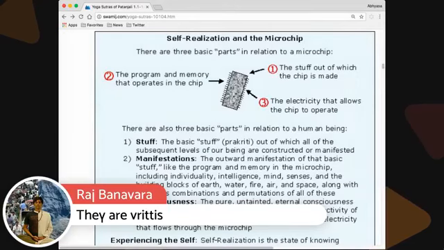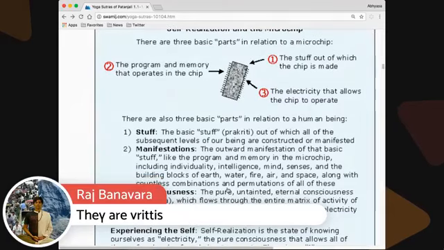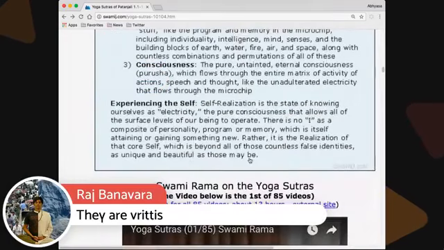Here's my very crude, old-fashioned chip. Simple point to be made. There's stuff out of the chip, and that's the prakriti. Two is the program and memory that operates the chip, and three is the electricity. Stuff is the prakriti. Manifestations are the vrittis, and include intelligence, mind, senses, and the building blocks of earth, water, fire, air, space, along with countless combinations and permutations of all of these. And the consciousness itself is the purusha. That's the electricity that allows the chip to work. Anyways, it's just a metaphor.